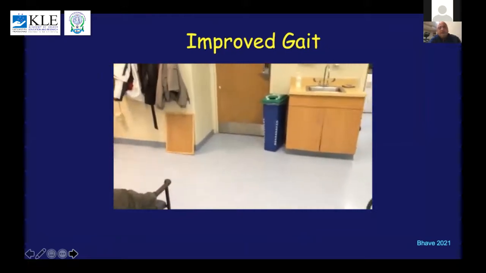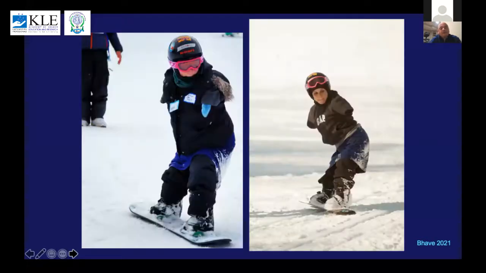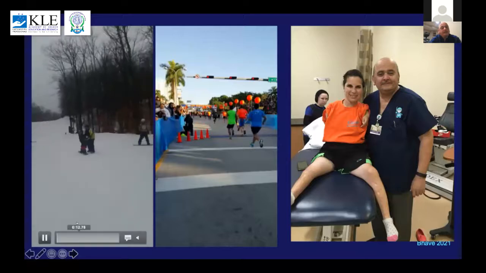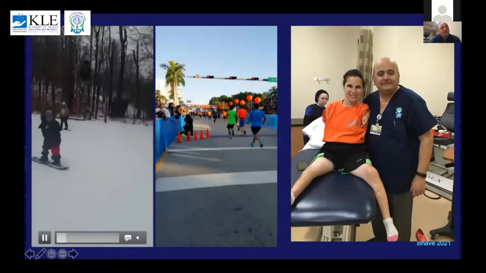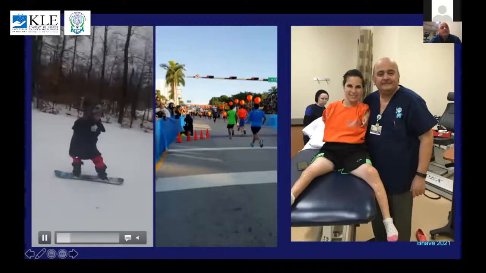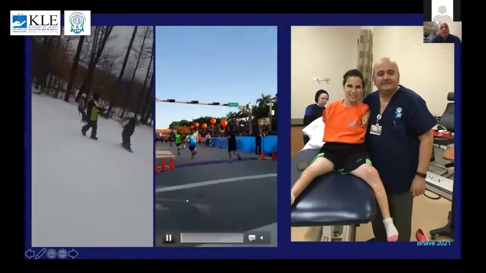The knee never got fully straight, but our goal of treatment was not to get her knee straight, but to keep working with her until she had good quadriceps and hip control so she could walk better. Well, she wasn't happy with just walking. She actually went in the winter and did what we call snowboarding. So this is her snowboarding. And she sent me a video because I didn't believe it, I thought it was just a picture, where you can see this girl coming down the snow with a snowboard. And then she also did a 5K.